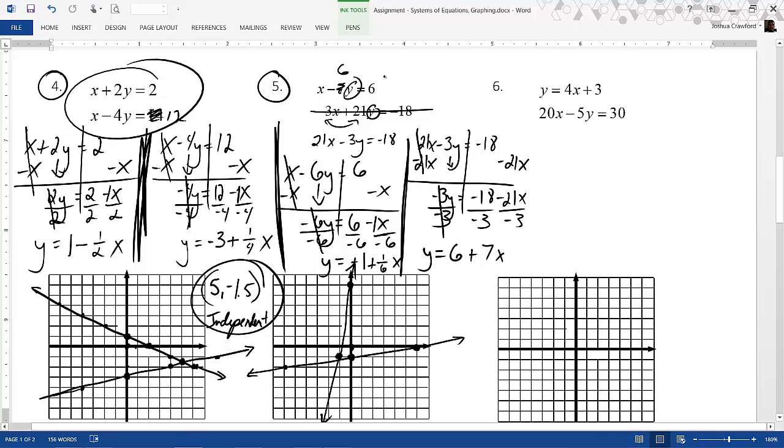Now, since I messed up the original equations, that means our point isn't going to be perfect, but we can still just guesstimate that point. I'm going to go ahead and say it's going to be negative 1, negative 1. So that's our solution, negative 1, negative 1. And again, one solution, independent.